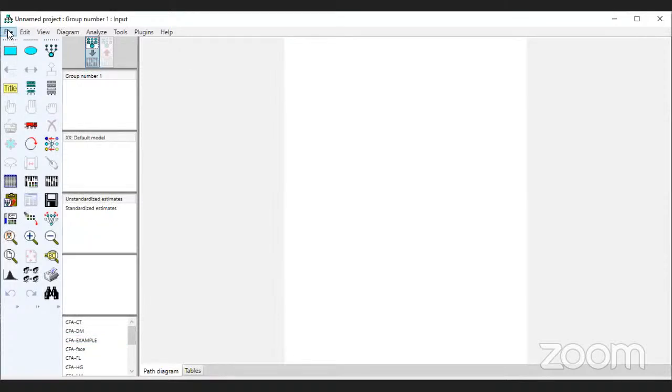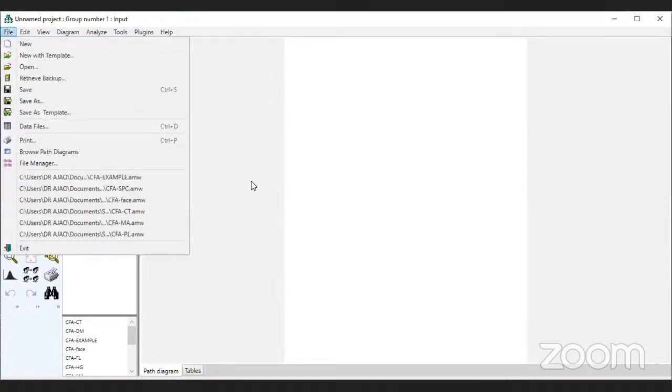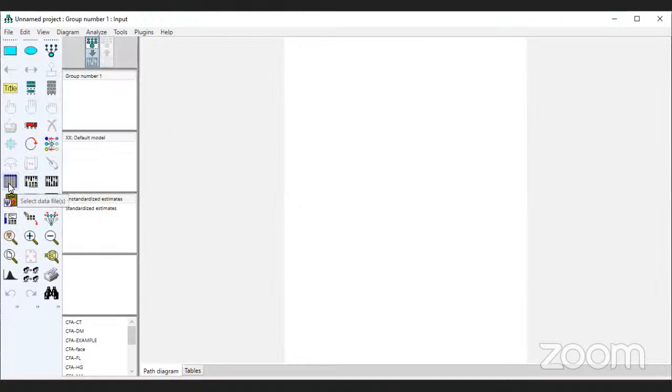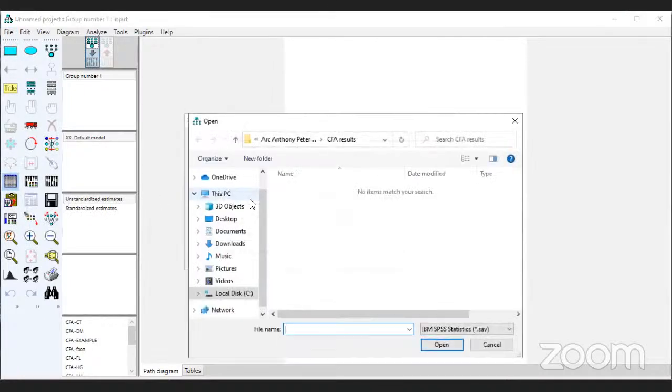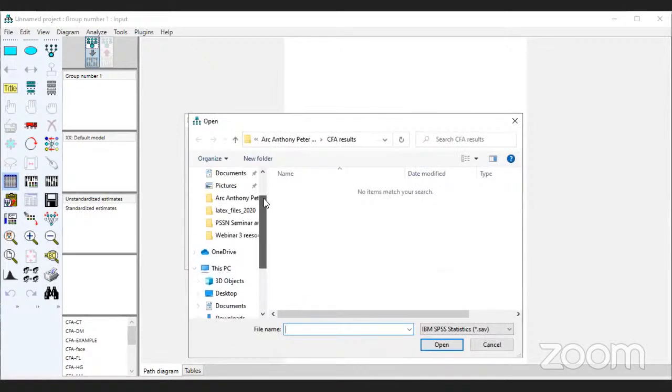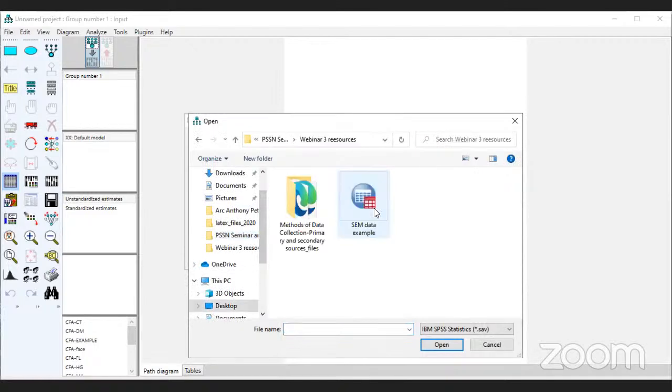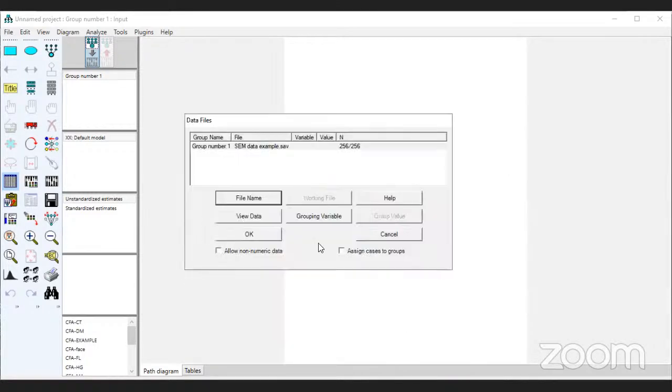Right. Okay. Now, the first thing to do here is to go and look for your data. Select data, find name, look for where your data is. My data is in the PSSN Seminar Training Committee, Webinar Resources, SEM data example that I just created for this. Then we can open it from, if I open this one, it will take me to SPSS. Let me open it. This is it.